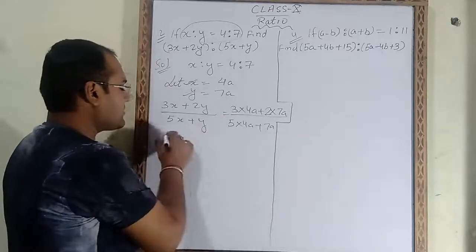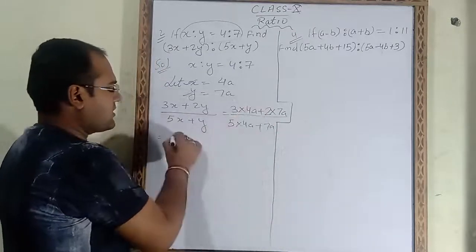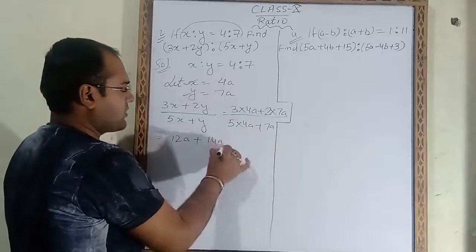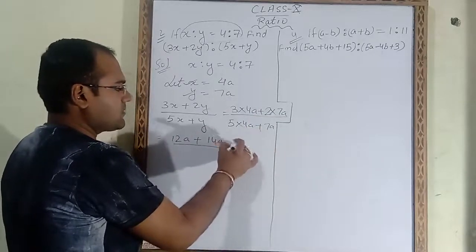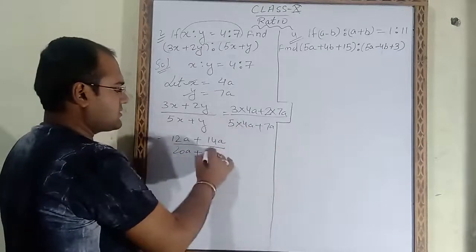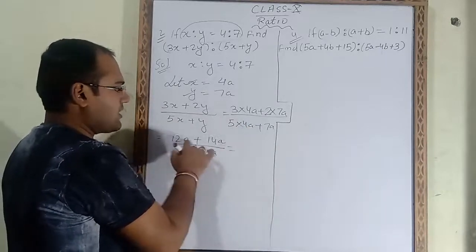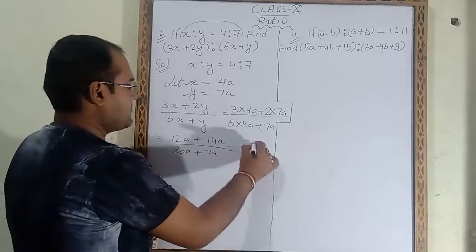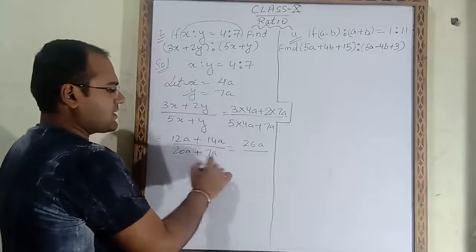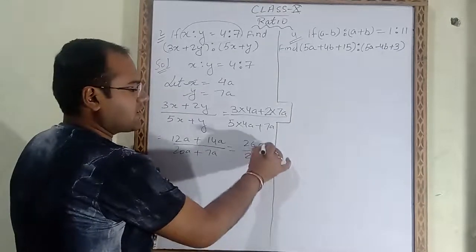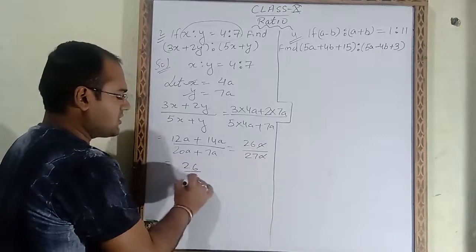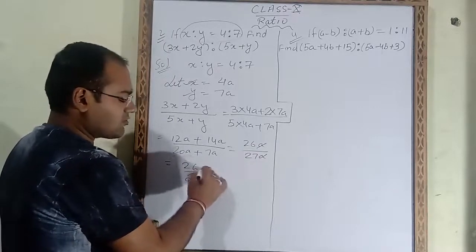Now we will multiply it. 3 multiplied by 4a will be 12a, plus 2 multiplied by 7a is 14a, upon 5 into 4a is 20a, plus 7a. 12a plus 14a will become 26a, upon 20a plus 7a will become 27a. a and a will get cancelled. So the final answer of this question is 26 upon 27.